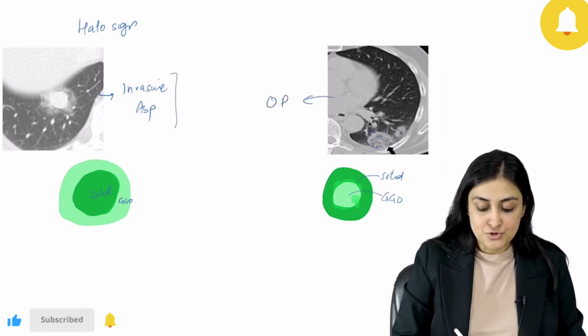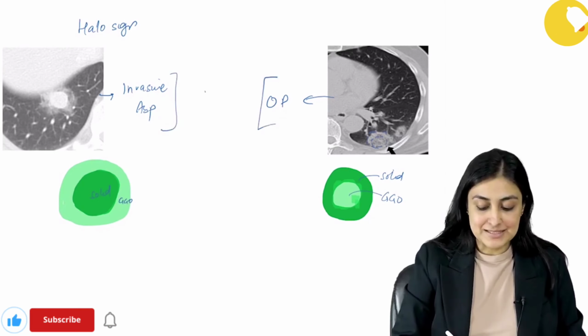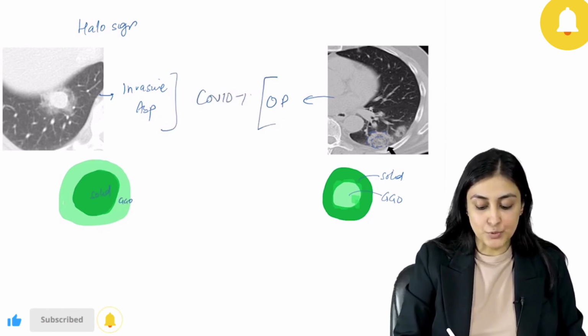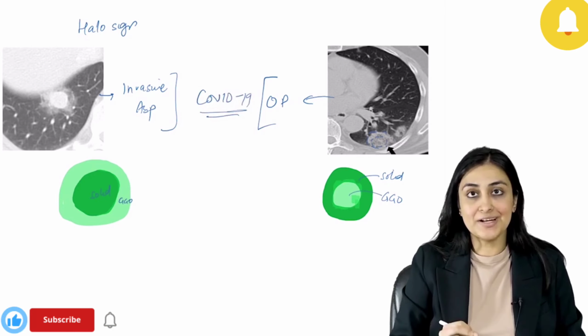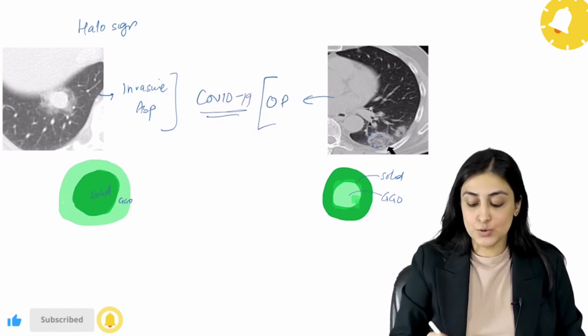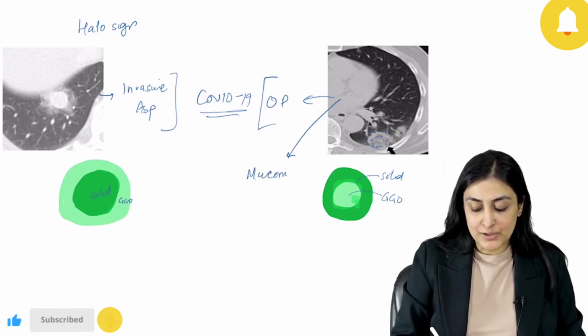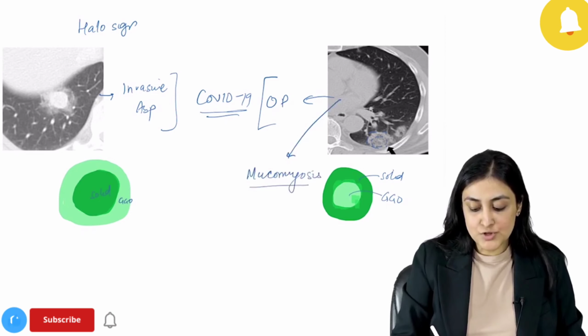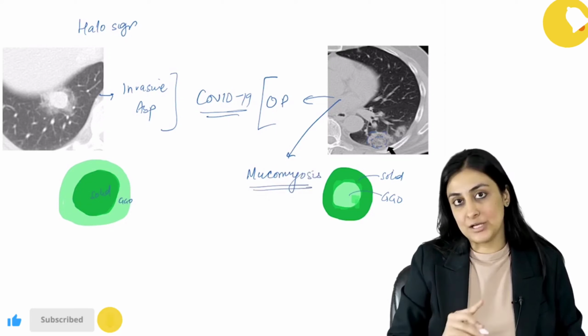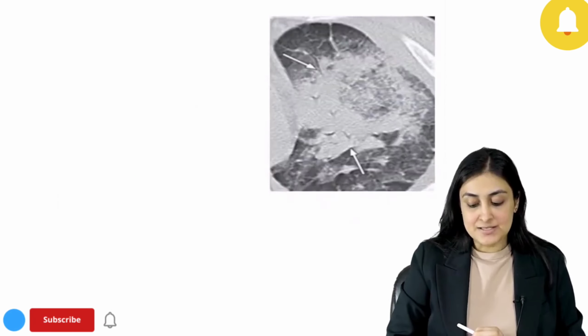Apart from this, I also want you to remember both of these can be seen with COVID-19 pneumonia. And one more recent advance, the reverse halo sign can also be seen with mucormycosis. So pulmonary mucormycosis can also have a reverse halo sign. Alright, so these are the signs.